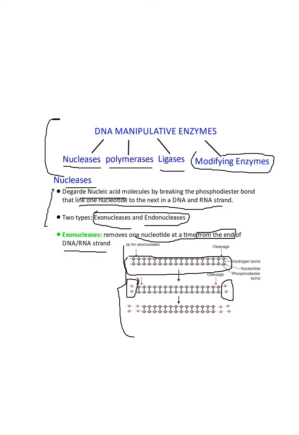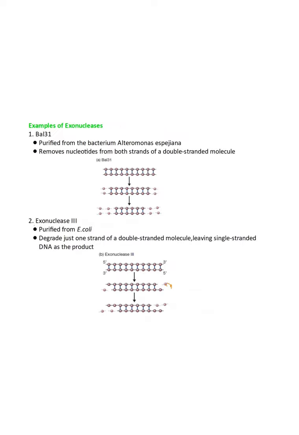As you can see in this picture very clearly, this is a DNA or RNA molecule. This is one end, this is another end. Let's say this is the 5' end, this is the 3' end. It removes one nucleotide at a time, that is very important, from both the ends, and thus we get a new modified strand like this. This is the job of exonucleases. Moving on, now we'll talk about some examples of exonucleases. Let's study the entire exonucleases before we move to endonuclease.